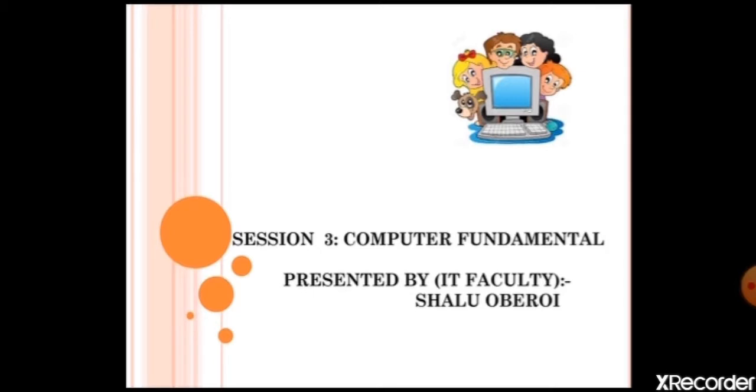Now the output unit. The output unit is formed by attaching the output devices to the computer. The output unit of a computer accepts the information from the CPU and displays it in a user readable form.